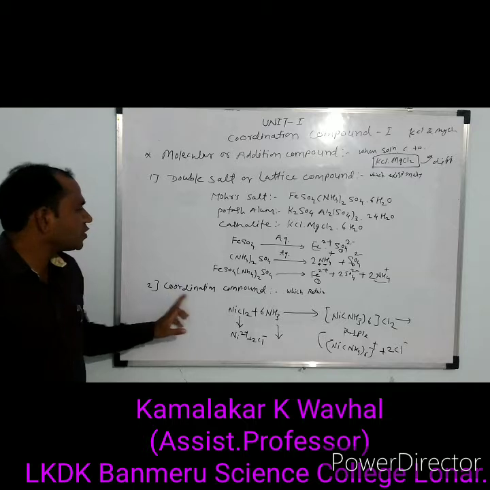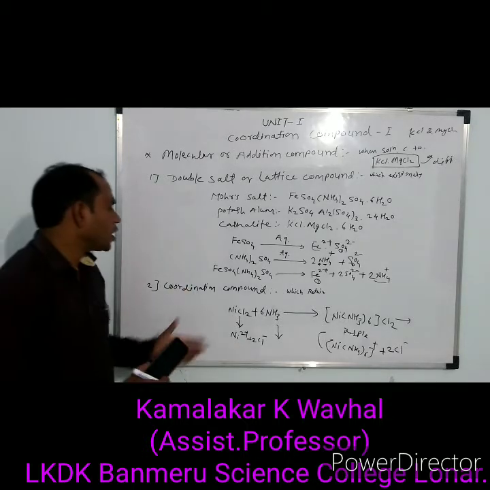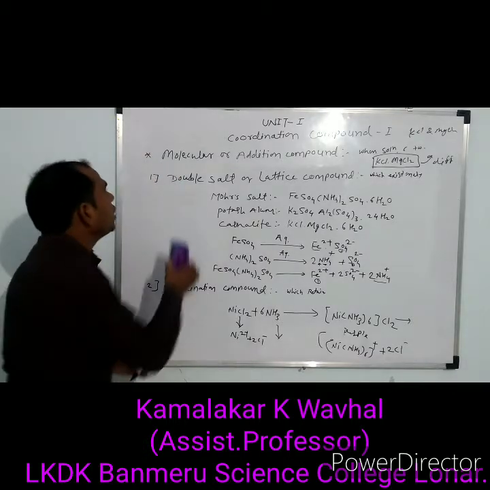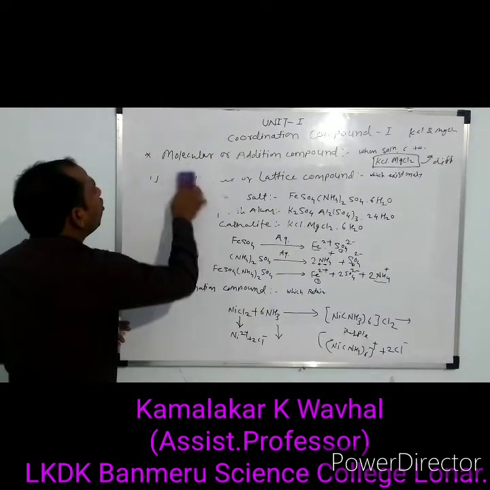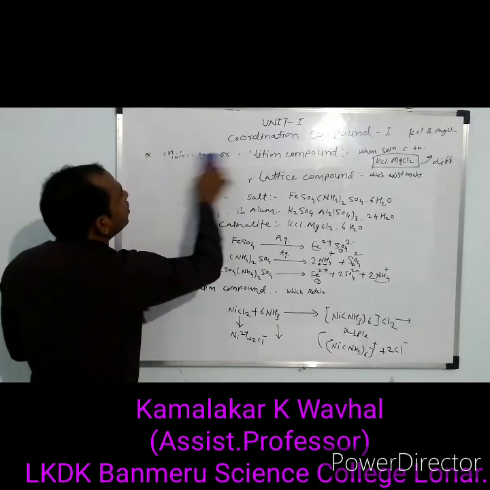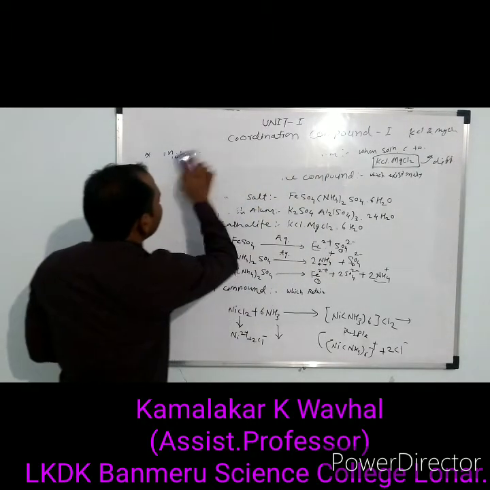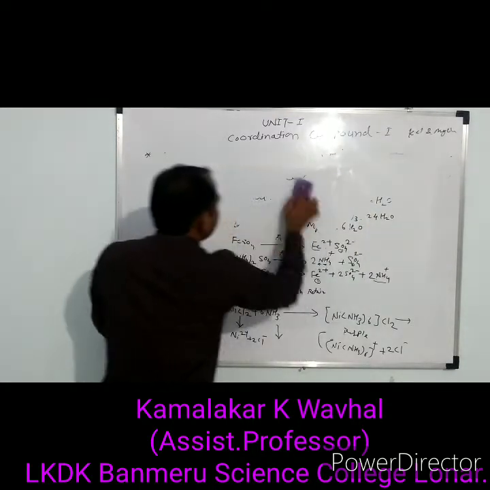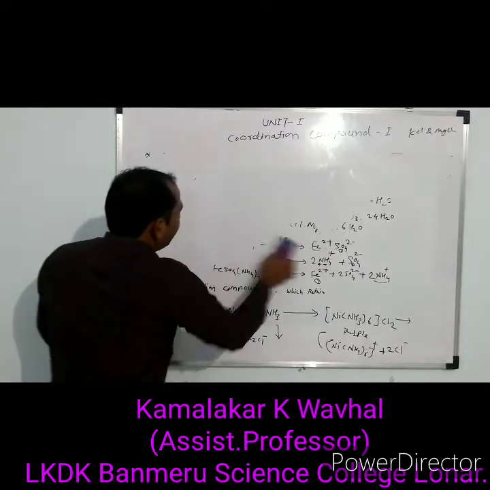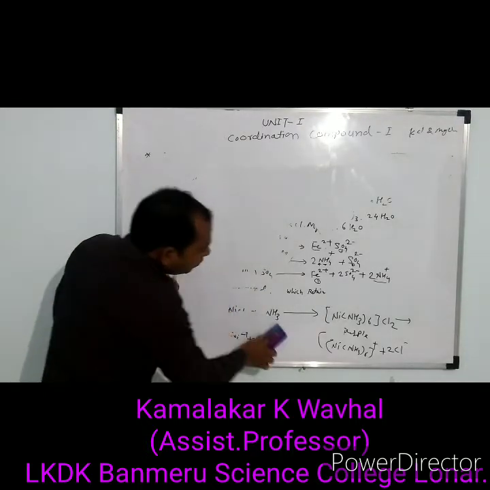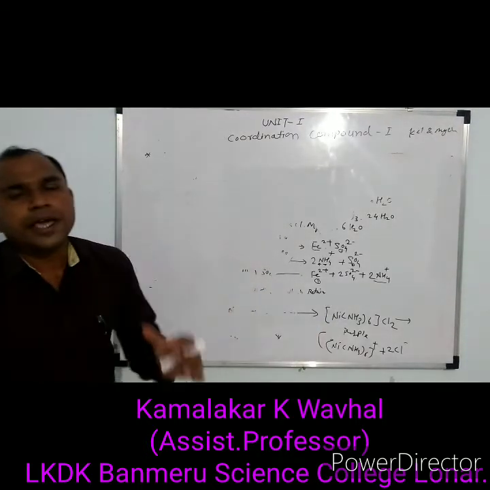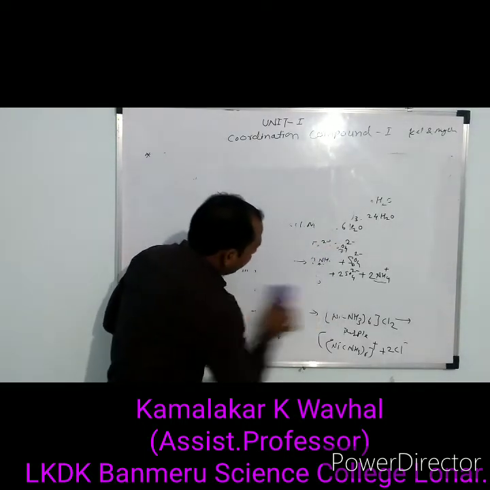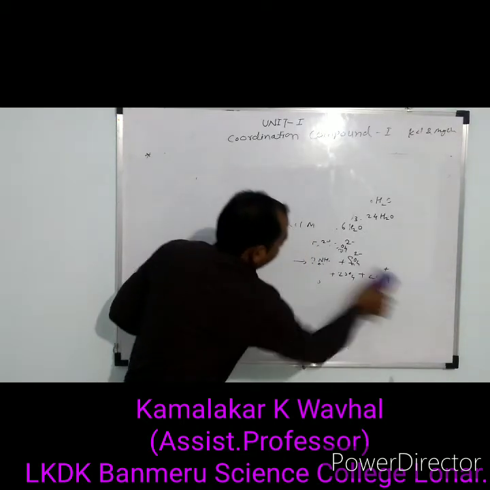This type of compound is called a coordination compound. The next topic is some terms which are generally used in coordination compounds. The first term is the central metal atom, the second term is the ligand, and the third term is the coordination number. We will see all of these one by one.